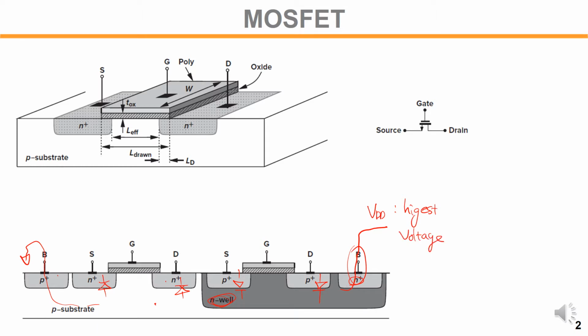Then make sure all PN junctions are off. So in a MOSFET device, we are not relying on the PN diode operation, unlike the BJT. So all the PN junctions must be reverse biased.